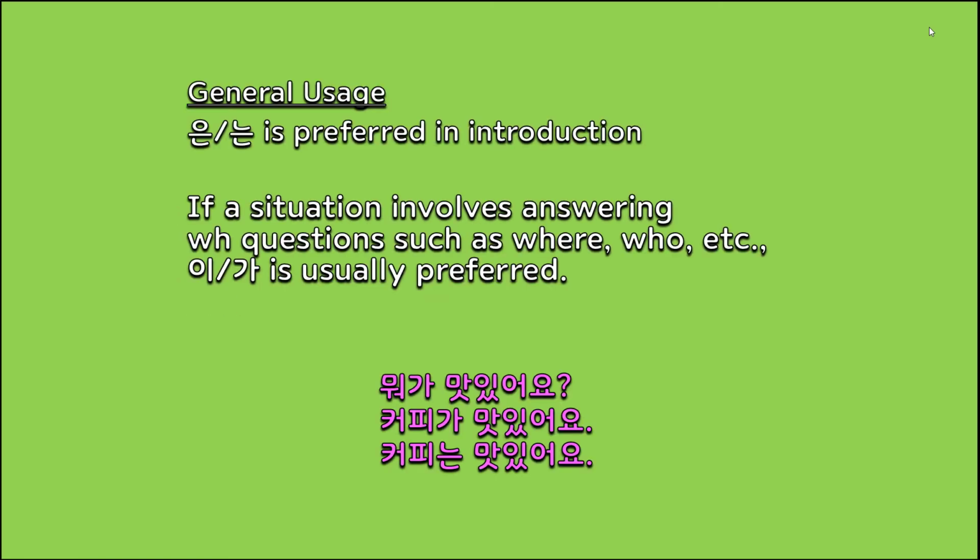Before I finish this lesson, I want to share this information. In general, 은는 is preferred in introduction because you are contrasting yourself from others. If a situation involves answering WH questions such as where, who, etc., 이가 is usually preferred. For example, if someone asks you 뭐가 맛있어요? What is delicious? Native Korean people will usually answer 커피가 맛있어요. However, they may say 커피는 맛있어요 because they want to tell you implicitly that only coffee is good.